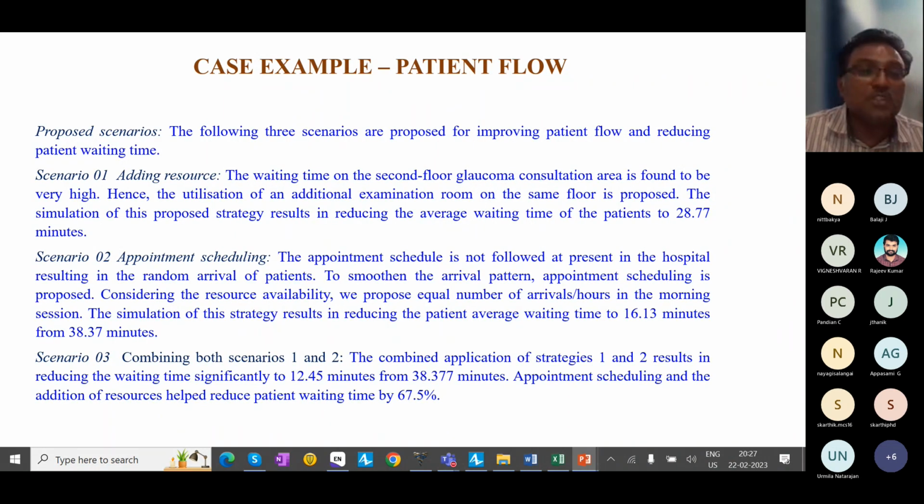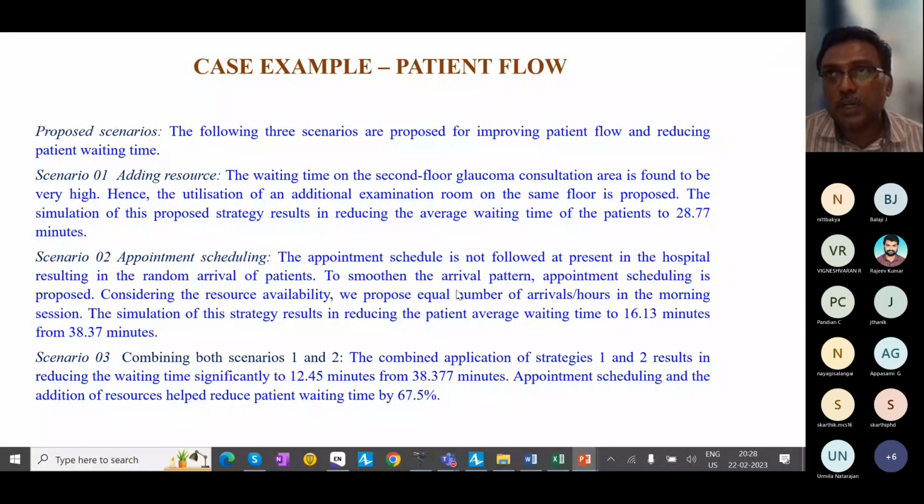And we proposed some scenarios. So I will just complete in another 5 minutes. So we come to know that our developed model is valid because the model's waiting time matches with the real hospital's waiting time. So we proposed some scenarios because there was more waiting on the second floor for glaucoma consultation. So we thought of adding a resource there. And then we proposed appointment scheduling. What sort of appointment scheduling?